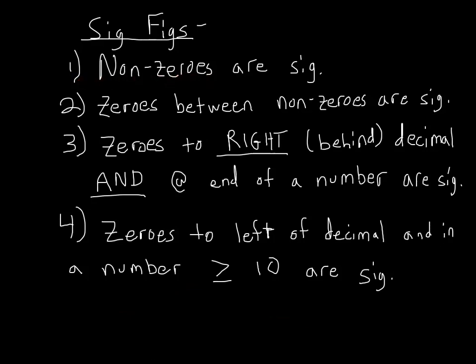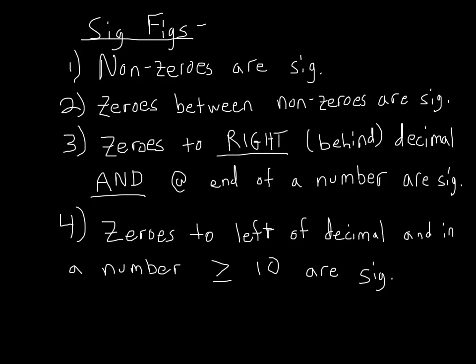Anything that's not a 0 is significant. Any non-zeros are significant: 1, 2, 3, 4, 5, 6, 7, 8, 9. Any zeros that come between any 2 non-zeros are significant.